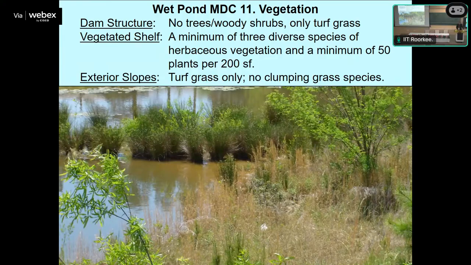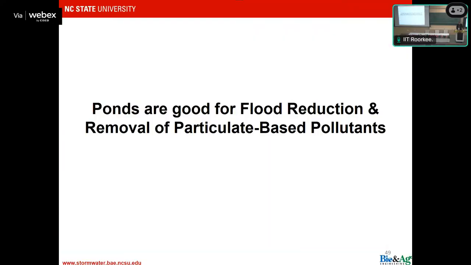What types of vegetation can you put in them? On the dam, you don't want any, all right? And they want to have different species growing. You don't want to have a monoculture. That's essentially what that's about.